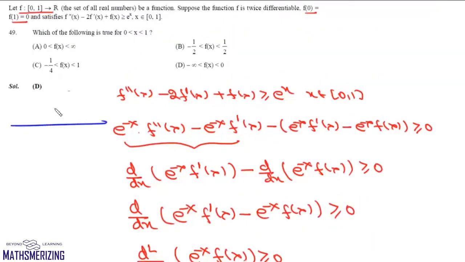So now we are given that this function is defined between 0 and 1. Value at 0 is 0 and value at 1 is also 0, and in between 0 and 1 this function is concave up, which means that this fx must be less than 0, and that's your option D.